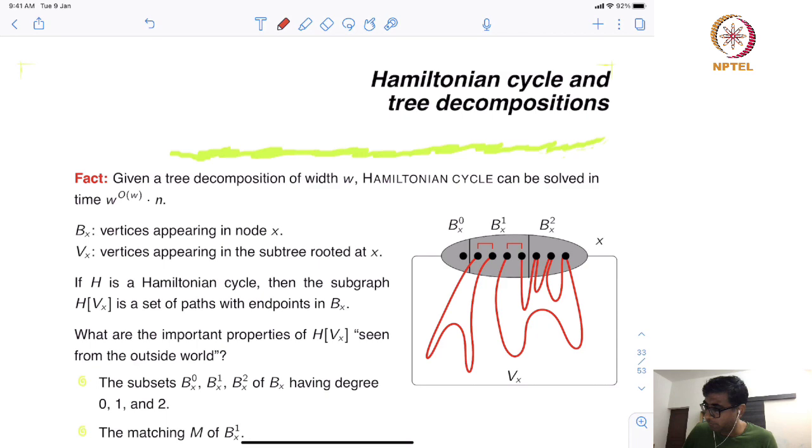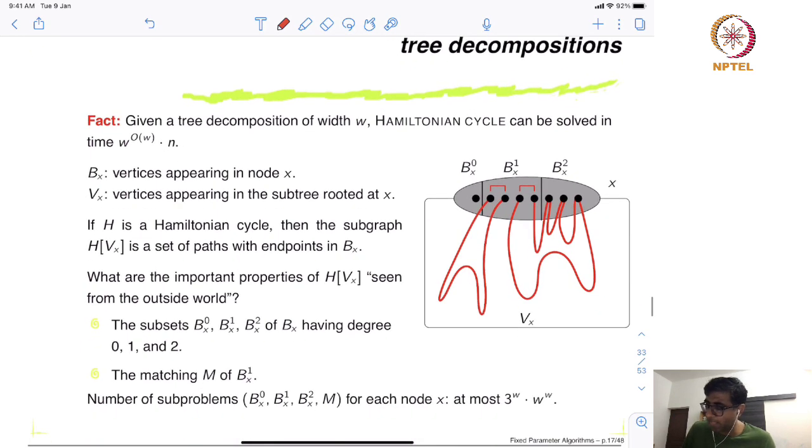Okay, so this is what is being done when we try to do this. If you look at this, now we are looking from this perspective of vertices appearing in node X. Vx is the vertices appearing in the subtree rooted at X. And if H is a Hamiltonian cycle, then the subgraph H restricted to Vx is a set of paths with endpoints in the bag containing this, right?